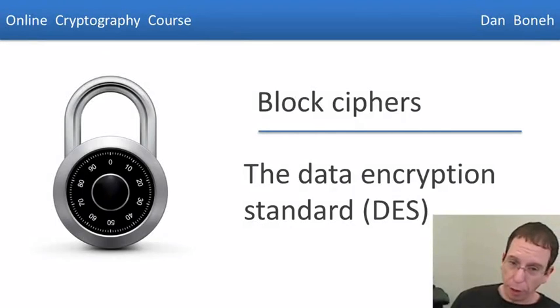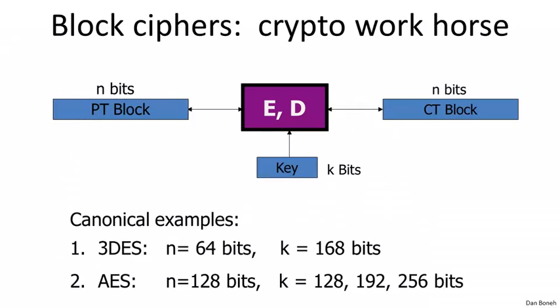So now that we understand what block ciphers are, let's look at a classic example called the Data Encryption Standard. Just a quick reminder, block ciphers basically map n bits of input to n bits of output. And we talked about two canonical examples, Triple DES and AES. In this segment, we're going to talk about DES, and we'll talk about Triple DES in the next segment.